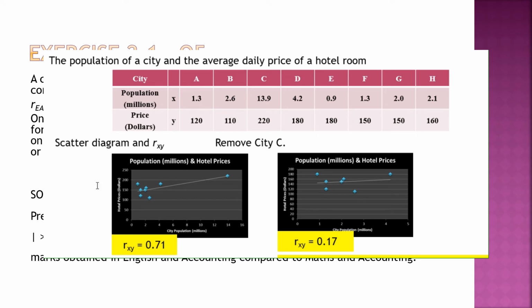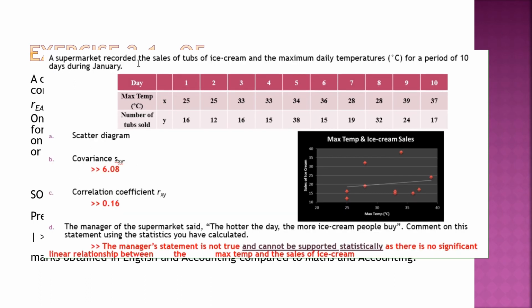Okay, sorry, yeah, this is before the removal. The scatter diagram between X and Y, you get 0.71, a strong relationship. But after you remove C, you will see you get RXY 0.17. There is no significant linear relationship. Okay, and if they ask you about what's the effect of outliers, outliers will give false relationships.